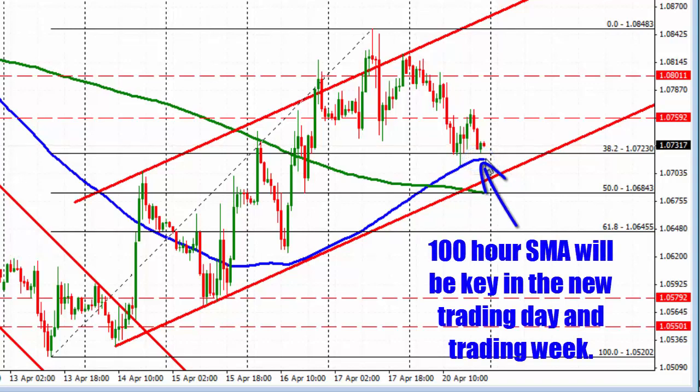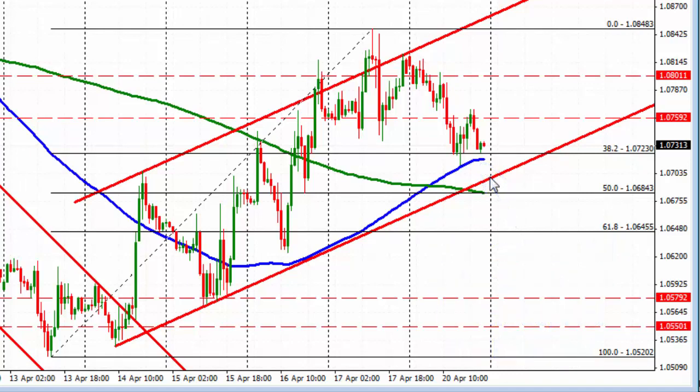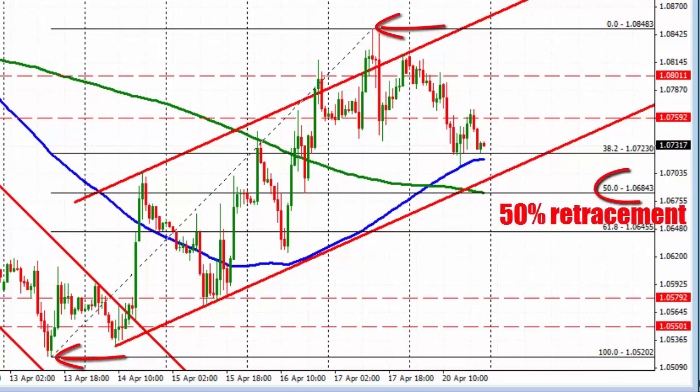We need to break below that level in order to push further to the downside, not only in the new trading day, but in the week going forward. We need to get and stay below that 100-hour moving average. If we do go below that level, we have another key level that I want to bring to your attention. That is the 50% retracement of this move to the upside from our lows on April 13th to the high that we saw on Friday's trade.